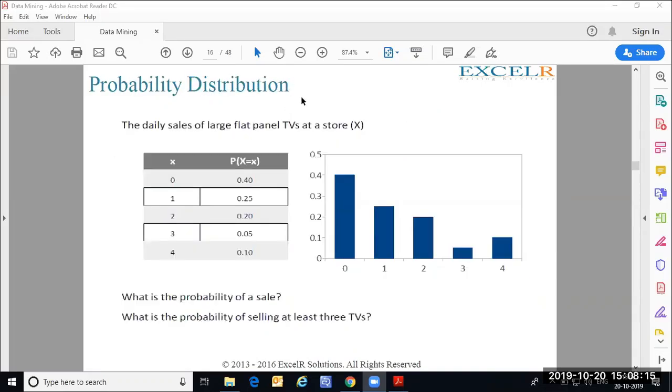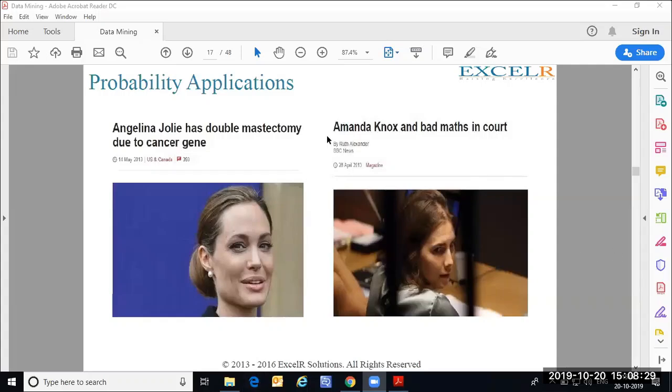But why are we learning about probabilities? What kind of problems can we solve by applying probabilities? Let's look at a couple of case studies. Who is there in the first picture? Angelina Jolie, right? What happened to her? Any idea?